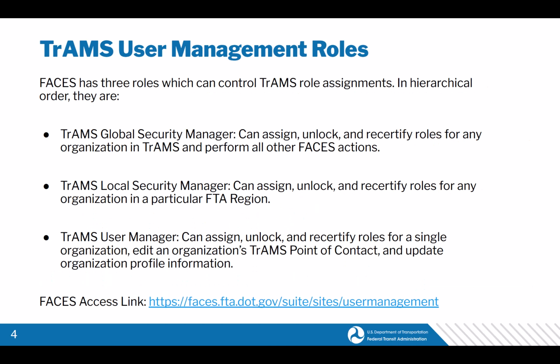FACES has 3 roles which can control TrAMS role assignments. In hierarchical order, they are TrAMS Global Security Manager, which can assign, unlock, and recertify roles for any organization in TrAMS and perform all other FACES actions. TrAMS Local Security Manager can assign, unlock, and recertify roles for any organization in a particular FTA region. TrAMS User Manager can assign, unlock, and recertify roles for a single organization, edit an organization's TrAMS point of contact, and update organization profile information. The FACES access link is listed below.